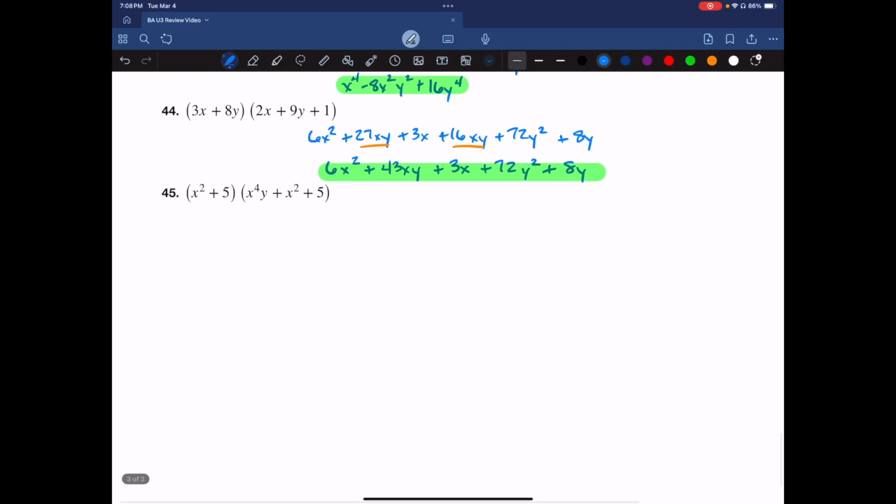And then last one, you have x squared times x to the fourth is going to be x to the sixth y, and then plus x to the fourth, plus 5x to the fourth y, plus 5x squared plus 25. I have 5x squared and 5x squared. Everything else I'm just going to kind of bring down. I have x to the sixth y, plus 5x to the fourth y plus x to the fourth plus 10x squared plus 25.